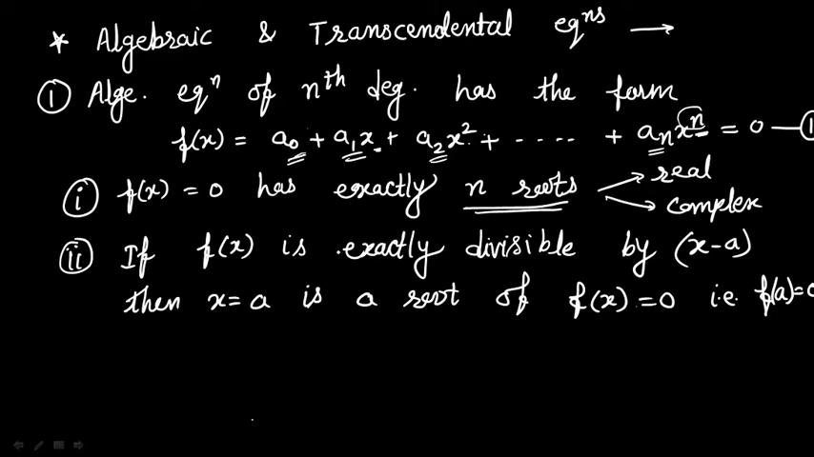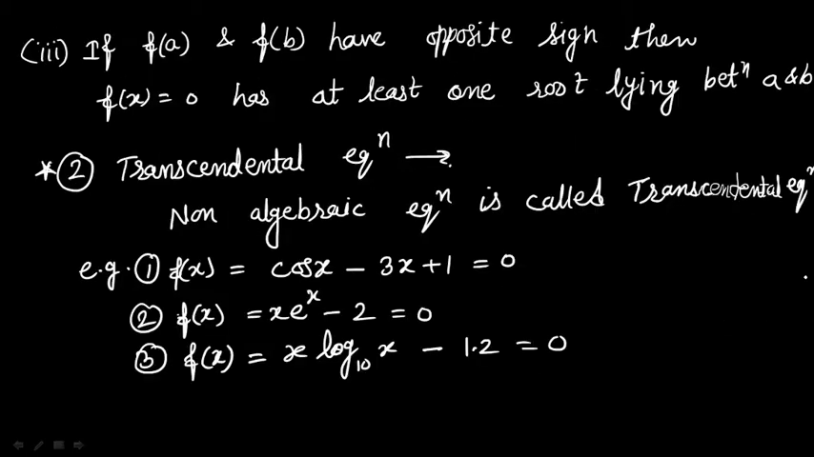Secondly, if f of x is exactly divisible by x minus a, then x equal to a is the root of f of x. That means f of a equal to 0. Third point, if f of a and f of b have opposite signs, then f of x equal to 0 has at least one root lying between a and b. These are the important points regarding algebraic equations.